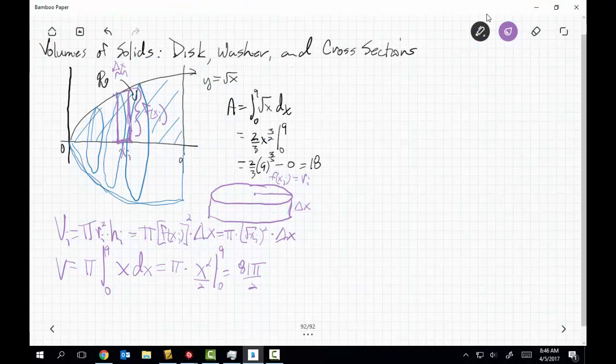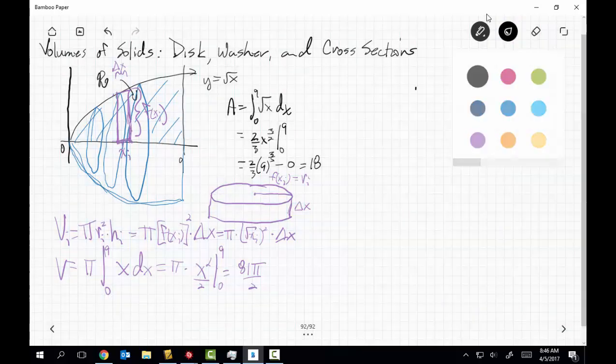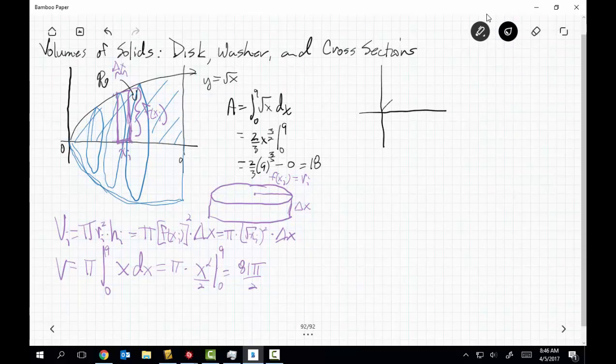What if I wanted to find the volume of that cone? I'm going to change colors again. We're going to do this super quick. I've got y equals x, and I want to find the volume. Let's just do 5 this time instead of out to 9. I use 9 because of the square, in case we had to figure out square roots.